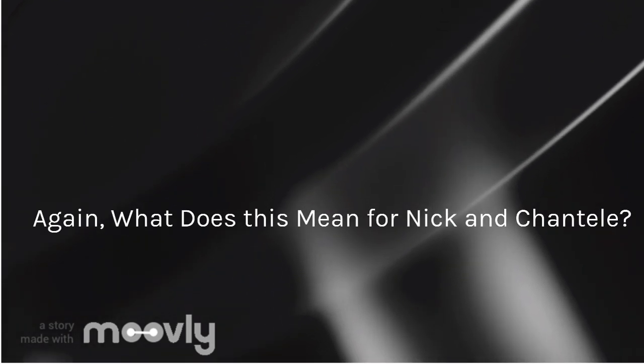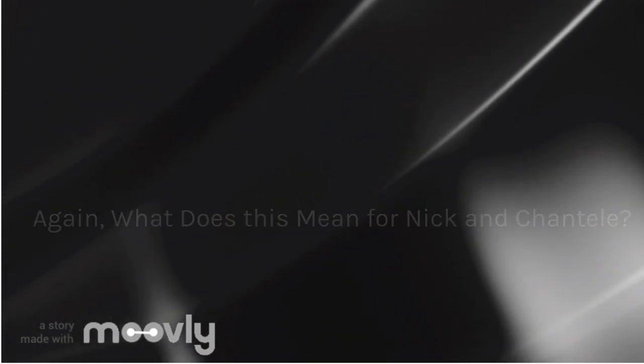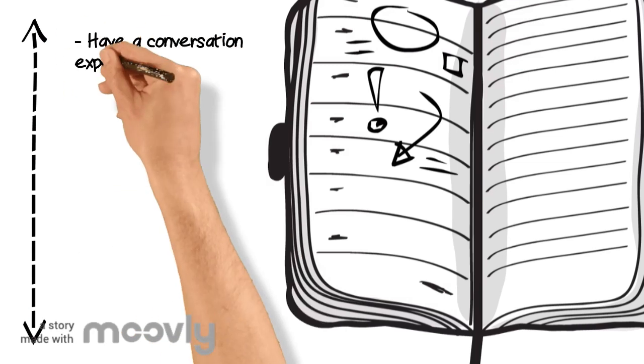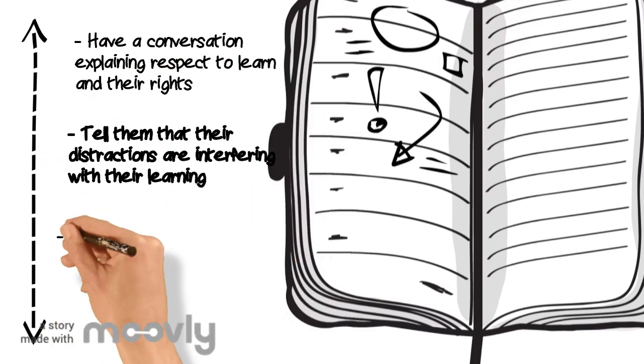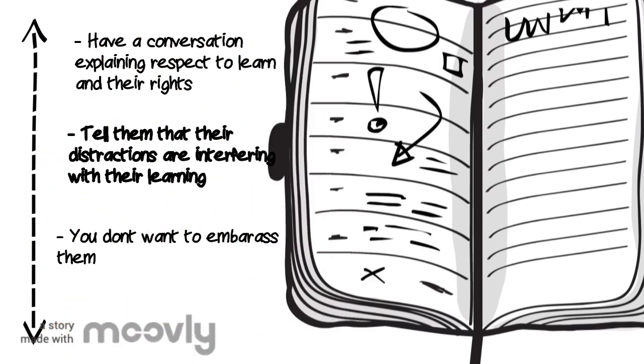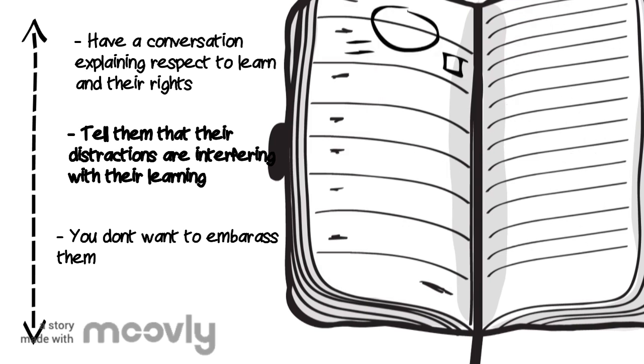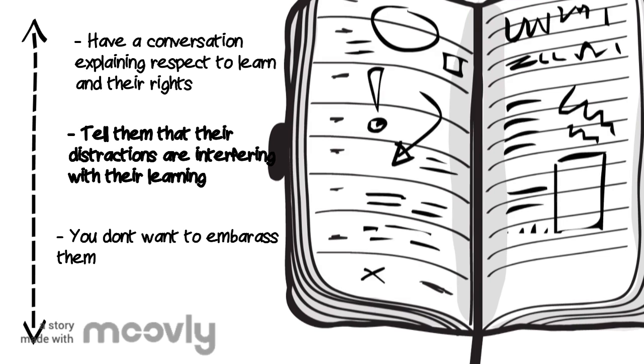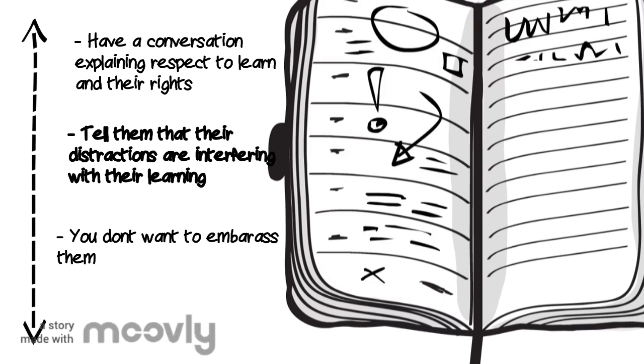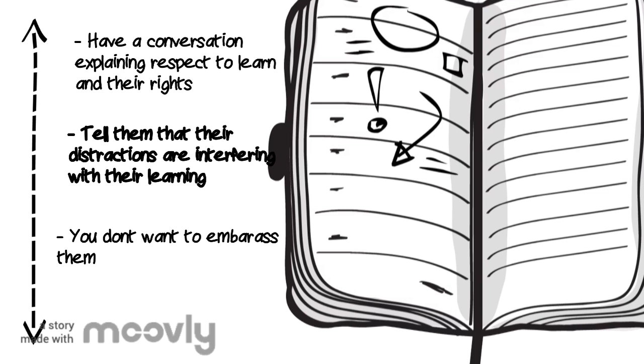So again, what does this mean for Nick and Chantel? I would have an open sit-down discussion with both Nick and Chantel after class, explaining to them that they must respect the right of one another to learn, as well as others in their class, that their distractions at the moment are interfering with their own learning and each other's, and they need to respect each other and pay attention in class. You don't want to openly embarrass these students in class. You need to be mindful that you as a teacher also need to show the students respect. At the end of the day, it is their option to learn and you cannot force them.